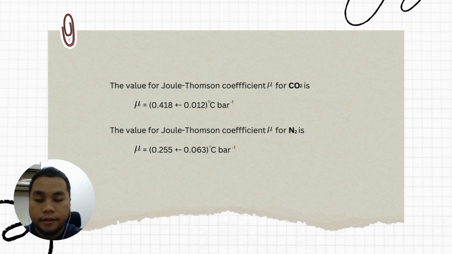We have calculated the value of the gradient using the least square method from the graph of delta T versus P, and the gradient is equal to the value of the Joule-Thomson coefficient. So the value of the Joule-Thomson coefficient for carbon dioxide is 0.18 plus minus 0.012 degrees Celsius per bar, and the value of the Joule-Thomson coefficient for nitrogen is 0.255 plus minus 0.063 degrees Celsius per bar.